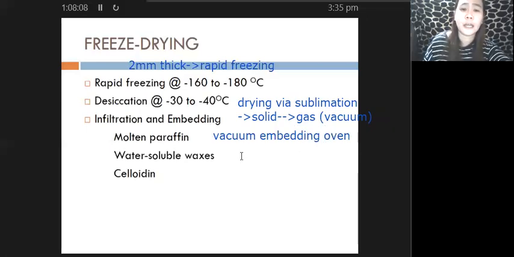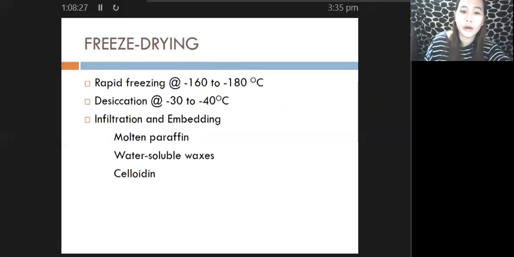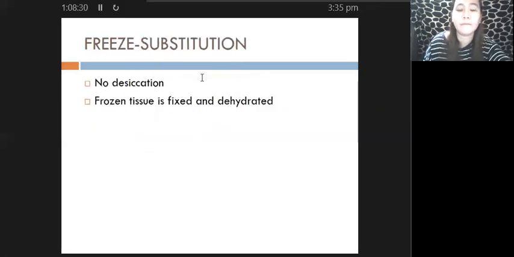We make use of a special equipment, which is your vacuum embedding oven, and the following media may be utilized for infiltration and embedding: molten paraffin, water-soluble waxes, and celloidin. The last one is freeze substitution. When we say freeze substitution, it has the same initial steps as freeze drying. But since this is substitution, after freezing, you are going to use your substituting fluids.